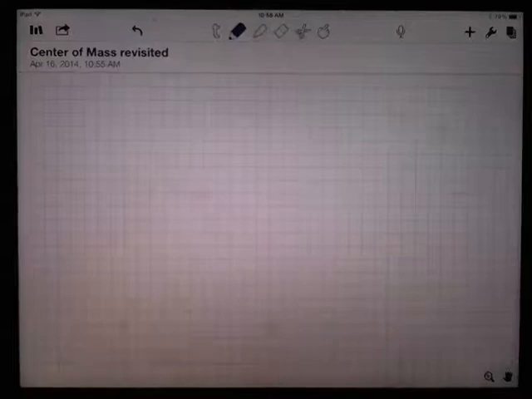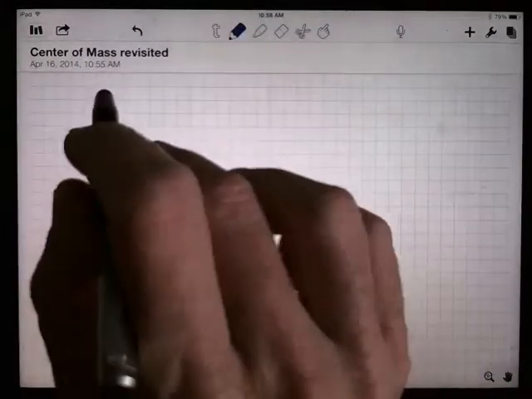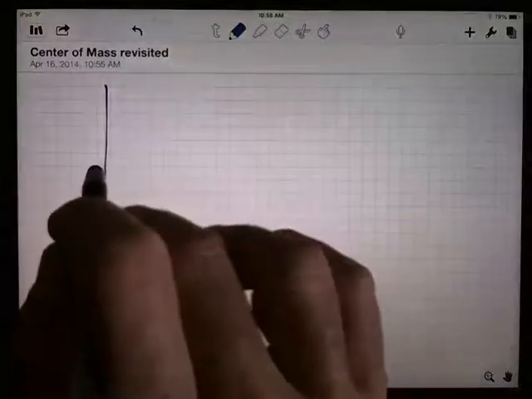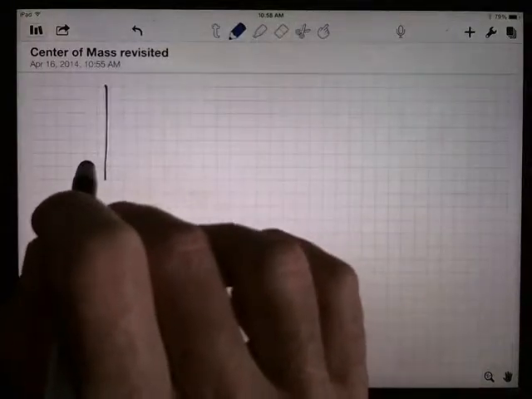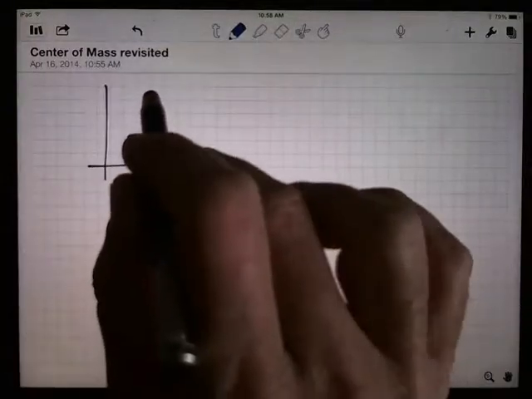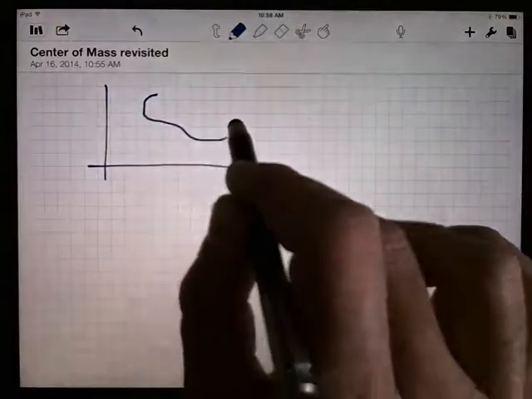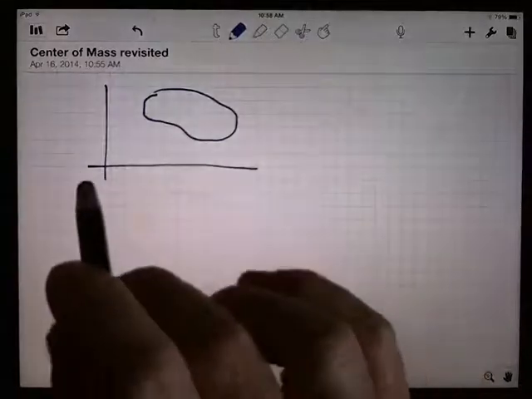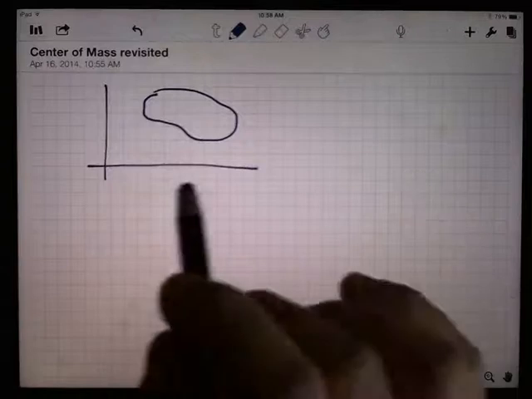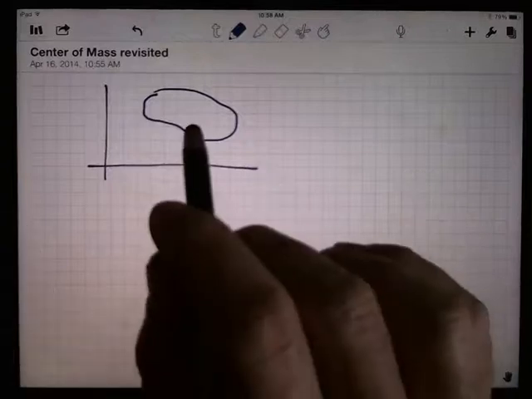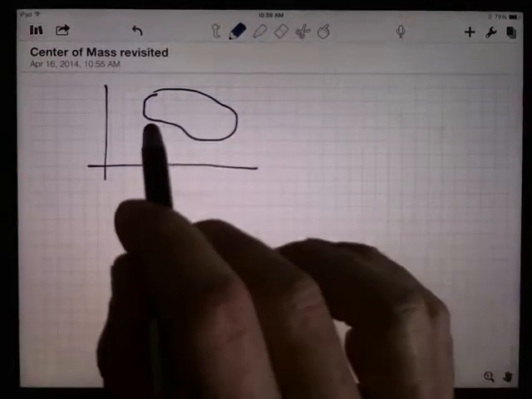Back in Calc 2, we talked about the center of mass in the following way. Your instructor may do it a little differently than I did, but generally in a Calc 2 class, I ignore the density function. I just assume it's uniform density, and it cancels out in the process. So essentially, you say density is 1.